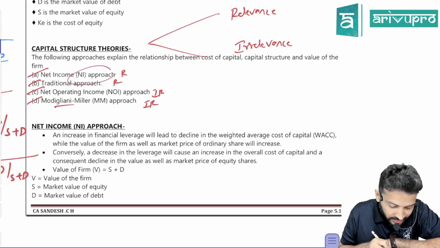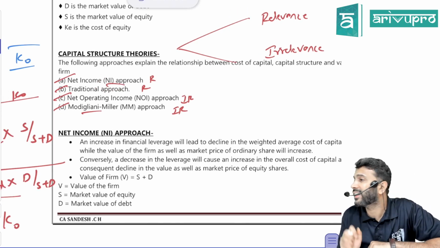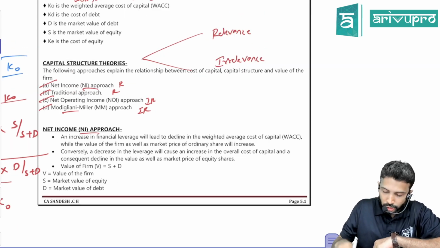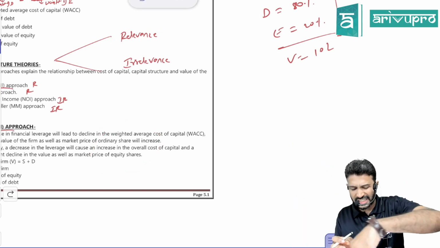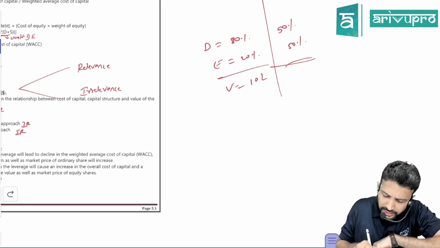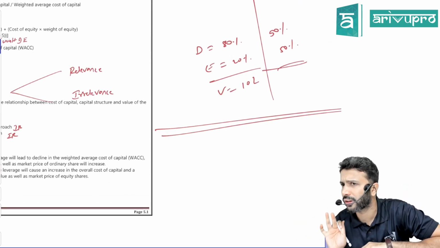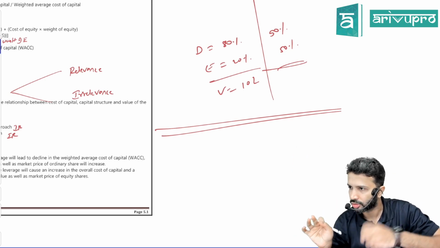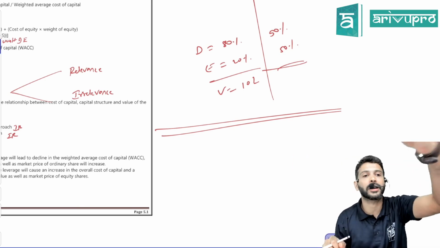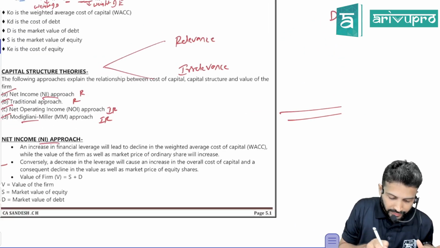What is the first relevance theory? The net income approach. Listen to this carefully. There are a lot of words. I've written the contents in the chart book, which I'll bring up here also. No need to write down anything; if you just listen, that's good enough. You don't have to mug up anything. I'll prove it to you with certain numbers so that you'll remember what those words are trying to say.